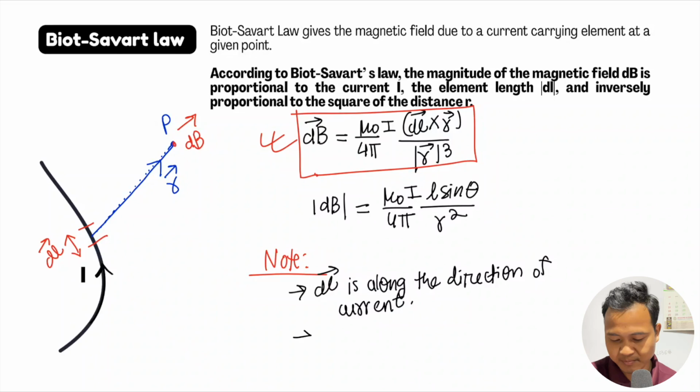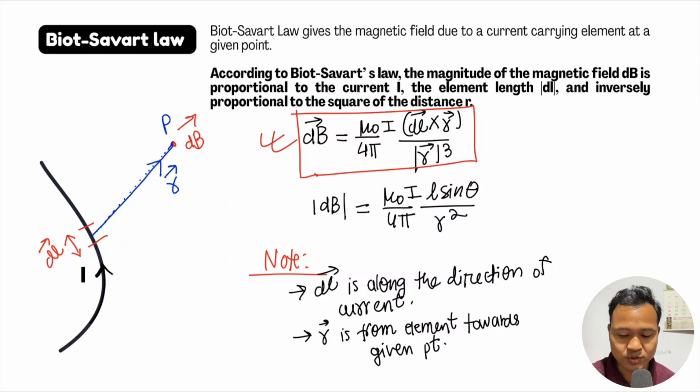So r is from the element towards the given point. R is from the source element towards the given point. This is also important. To find the direction of the cross product, we apply the right hand thumb rule. The direction of the first vector and the direction of the second vector, both of them are required.